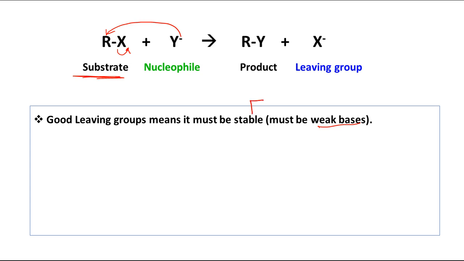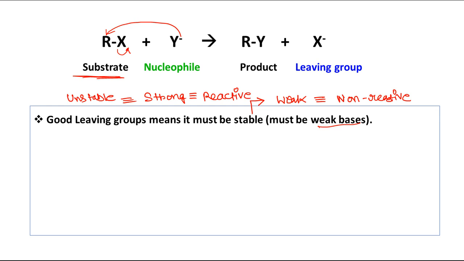But when we are saying something stable, that means it is actually weak. Or you can say it is equivalent to say that it is non-reactive. So stable, weak, non-reactive, all these are actually saying the same thing. Similarly, when I am saying some unstable species is there, basically you can say now it is strong, or you can say it is very, very reactive. Okay, so these are the terms that are actually meaning the same thing. So it must be weak, but why weak base, that we will understand after some time.